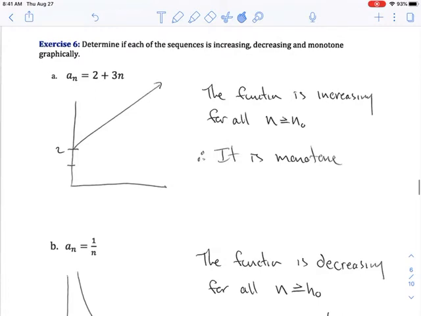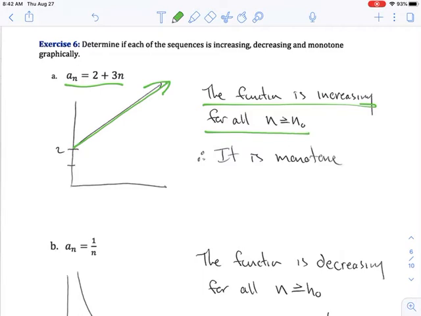Okay, so if we were to graph this sequence as though it was a function, graph f of x equals 2 plus 3x, we can see that's a linear equation. And so it has a y-intercept of 2 and a slope of 3. And so we know that that linear equation is always going to be going upward. It's always increasing. So the function is increasing for all values of n greater than n sub 0. Therefore, it's an increasing function, and it is monotone.